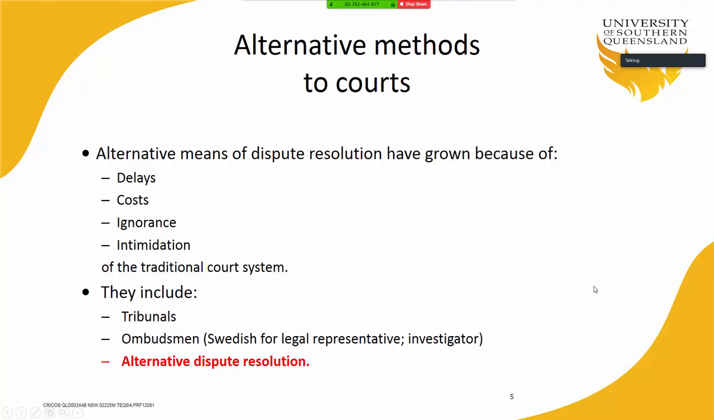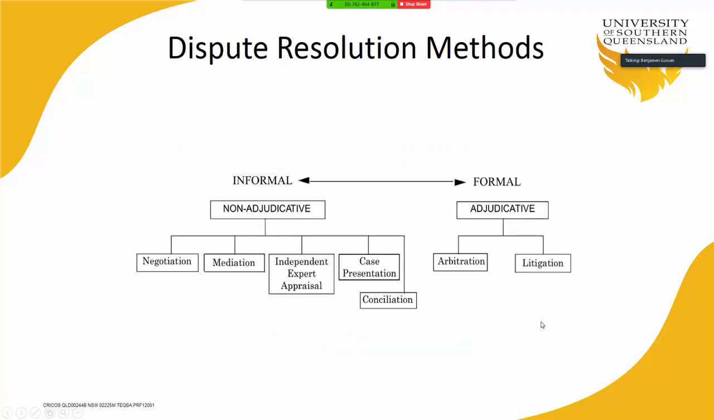Just a quick rehash of what we did back in Toowoomba on Monday. We said that because litigation results in delays, costs, and a lot of ignorance of the law or intimidation from going to courts, more and more we find that we are moving towards things like tribunals, specialist tribunals, even like the QCAT, or things like the ombudsman or alternative dispute resolution.